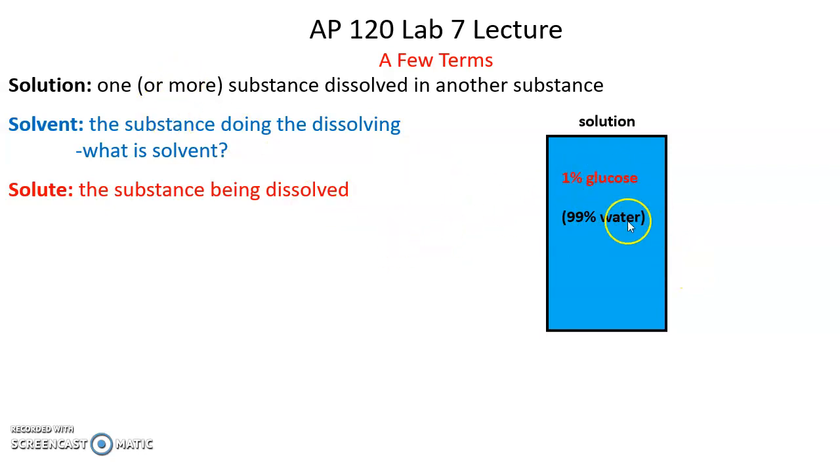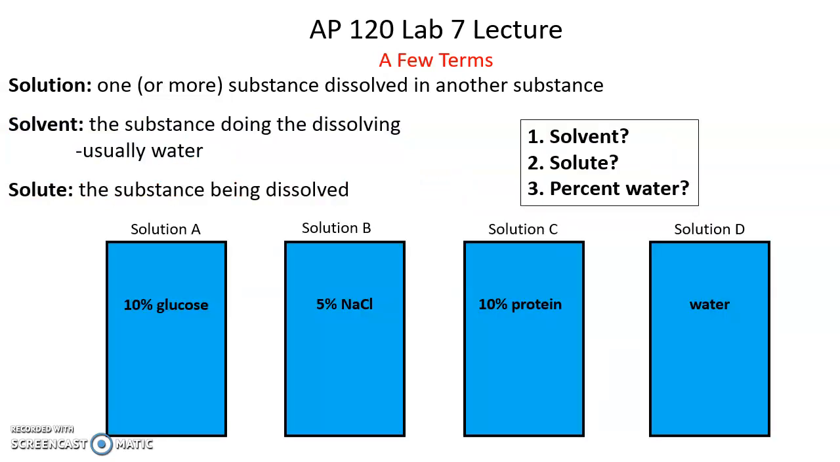If you have 1% glucose, then the rest has to be 99% water because you end up at the end with 100%. All right, so here's some examples. Solution A, solution B, C, D. What is the solvent for solution A? Solute, percent water. Again, solvent, solute, percent water for B, for C, and for D. Feel free to pause the video to figure out the answers.